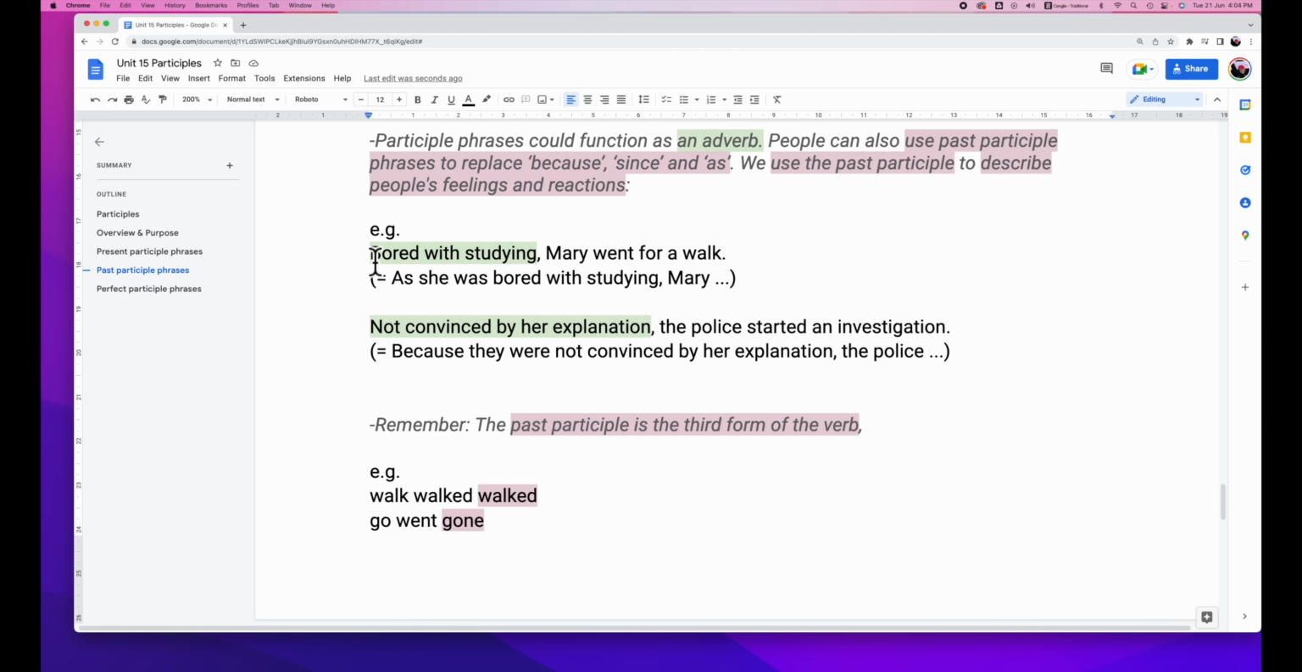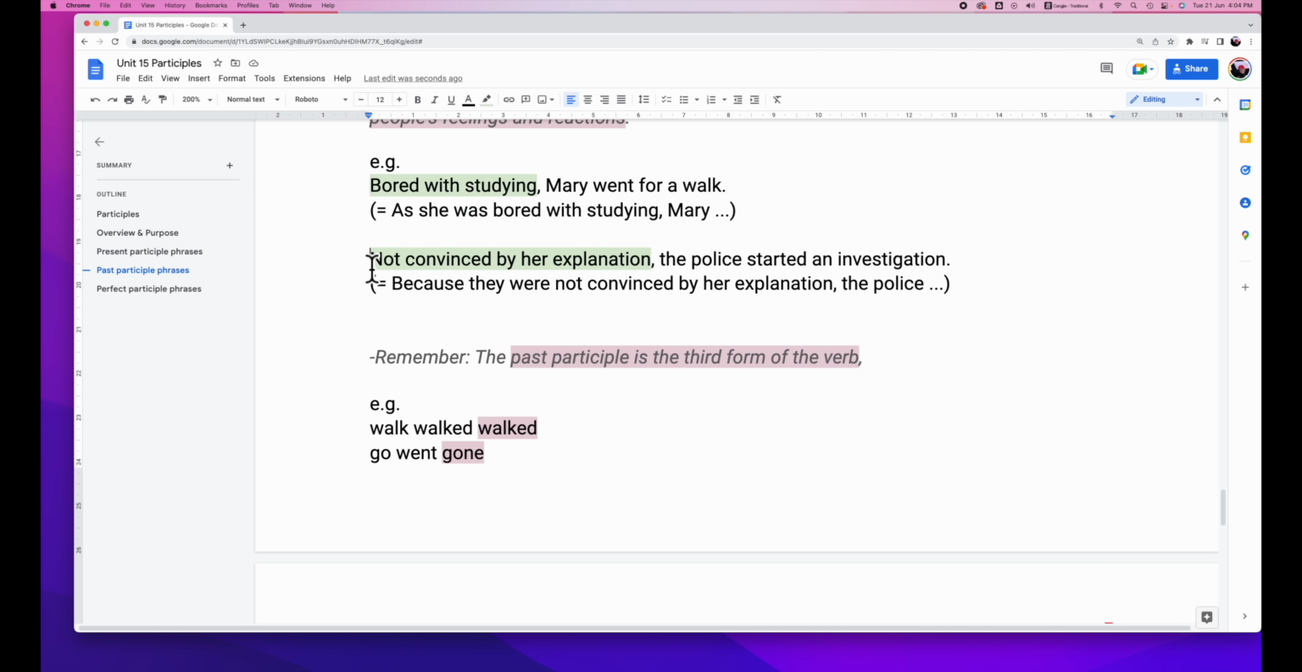For example, bored with studying, Mary went for a walk. The original sentence that functioned as an adverb, in green, is: as she was bored with studying, Mary went for a walk. And the other one: not convinced by her explanation, the police started an investigation. So the original sentence, not convinced by her explanation, is: because they were not convinced by her explanation, the police started an investigation.